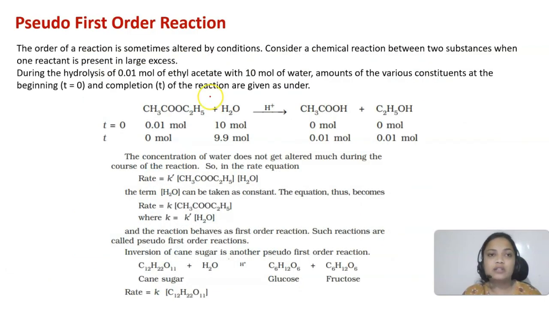Let us first start with pseudo first order reactions. So, students, if I talk about a normal first order reaction, you know, for a first order reaction, the rate actually depends on the concentration of the reactant.